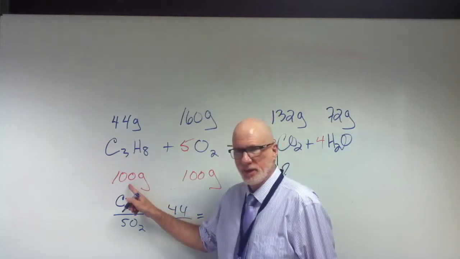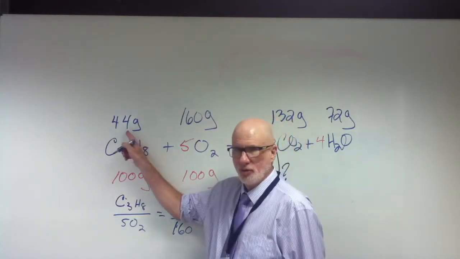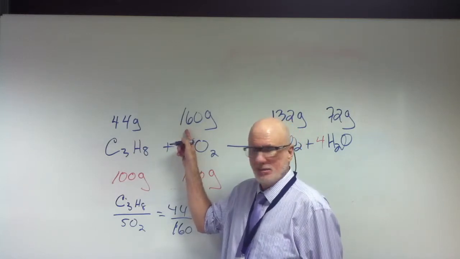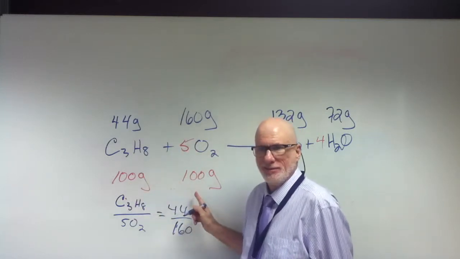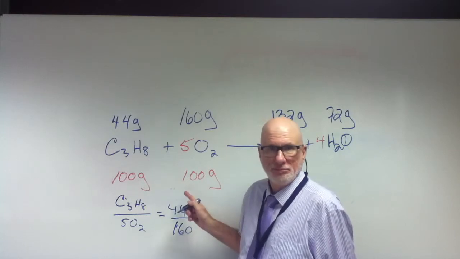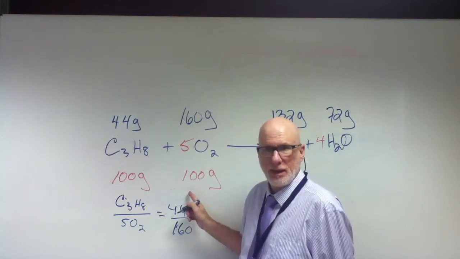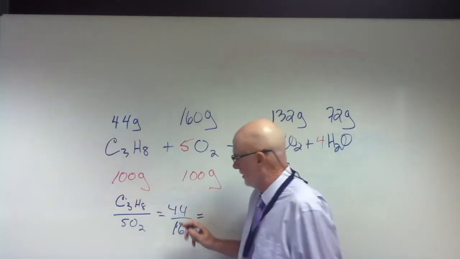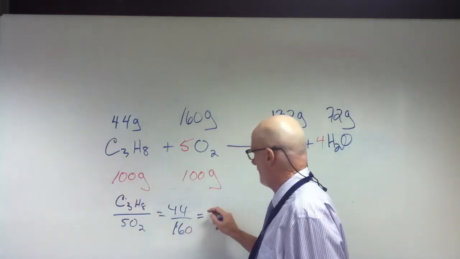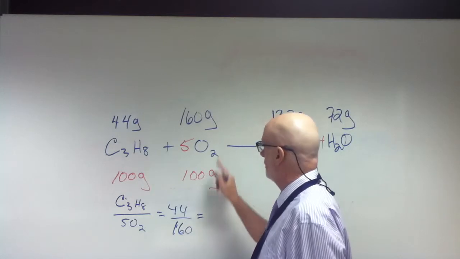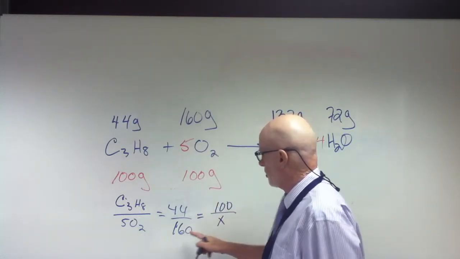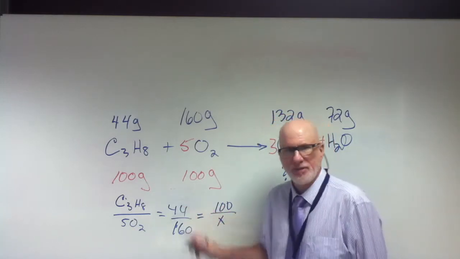So if I use 100 of this, how much am I going to need of this? In other words, 44 is to 160 as 100 is to what? I'm comparing these two. So if I use 100 of this, how much do I need of this? So it's going to be 100 over x. So what's 160 times 100 divided by 44?